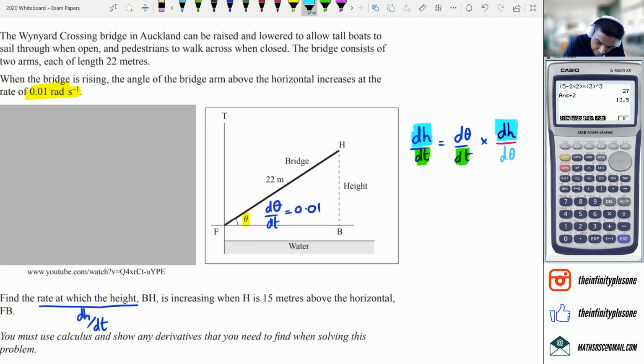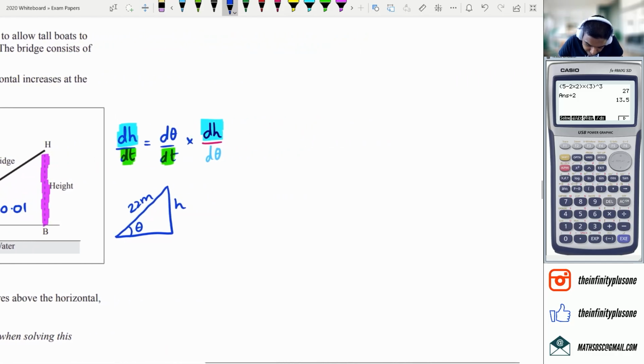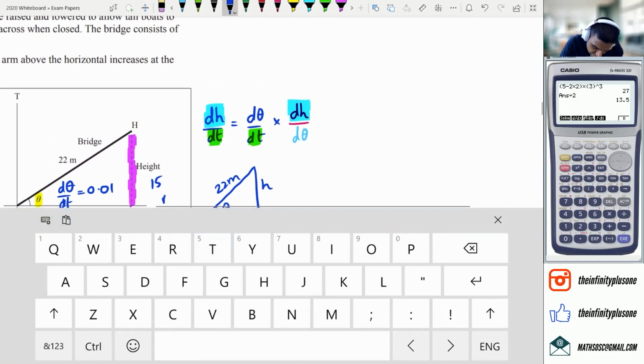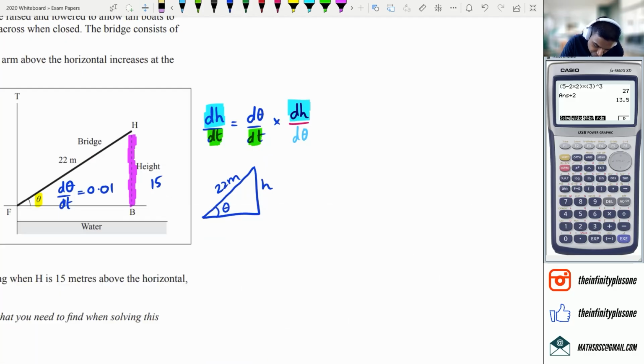So I need to come up with an equation for h, which is this part right here, in terms of theta. Just looking at this triangle, you can kind of see what's happening. You've got theta here, and you've got this distance as 22 meters, and you've got h. Straight away, alarm bells should start ringing, because you're dealing with some basic trigonometry here. So what was h? h was 15. Okay, so we're trying to figure out d theta dt at 15 meters.